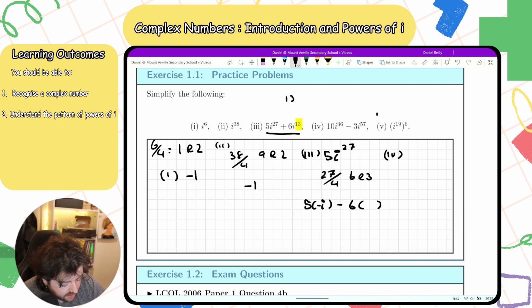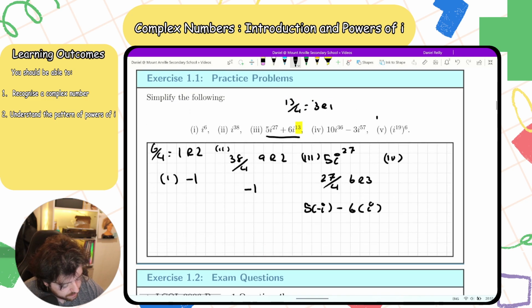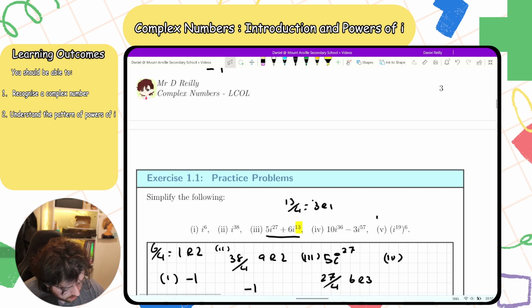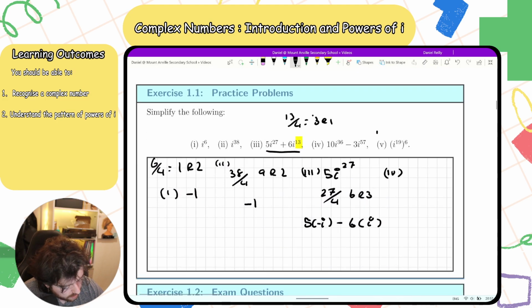13 divided by 4 is equal to, yeah, so it's got to be 13 divided by 4. 3, remainder 1. It's a remainder 1, so we're going to I. Then that's minus 5I minus 6I, which is going to be minus 11I.